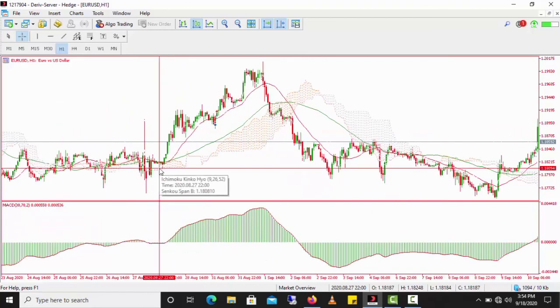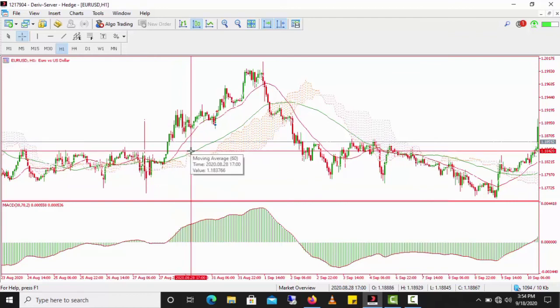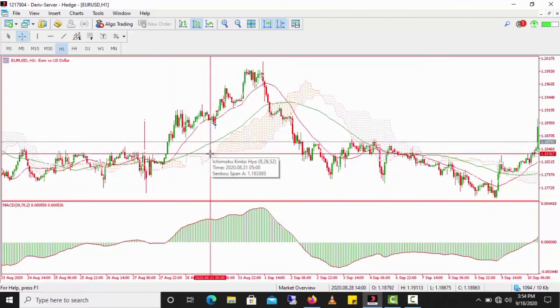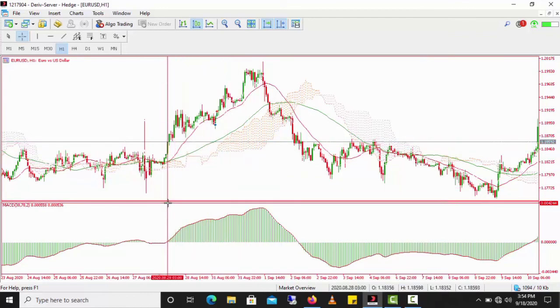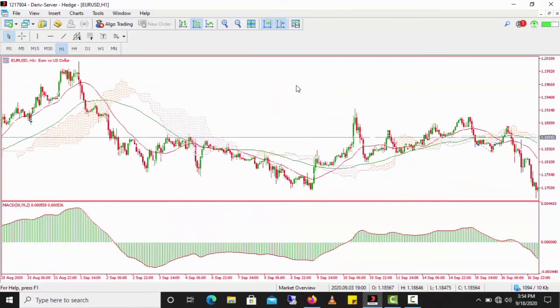Same thing happens here. You can see your MACD value is above, your 60 moving average is below the 20, and then your Ichimoku value is upward. You buy. As simple as that.